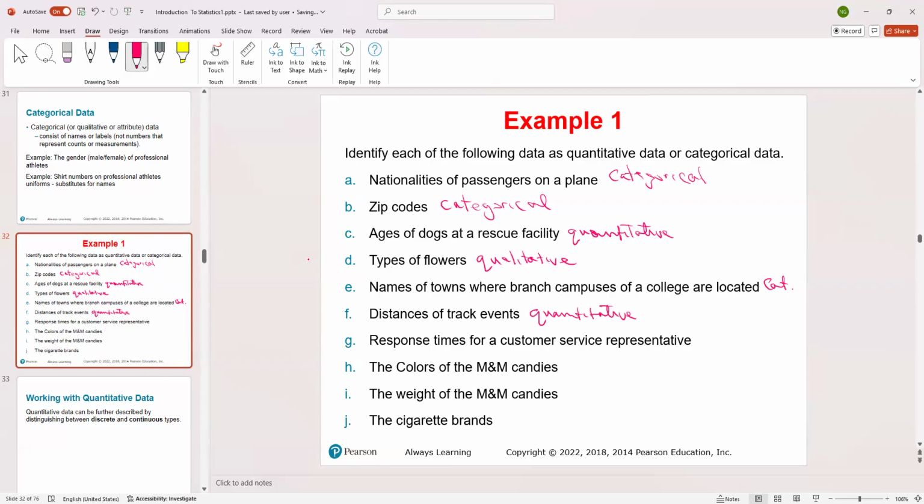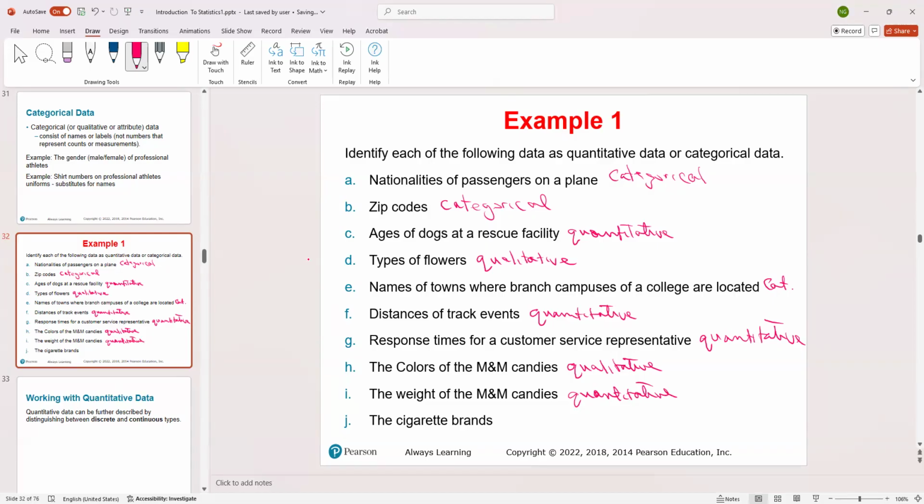Response times for a customer service representative. Response times can be 2 hours, 3 hours, 4 hours, up to 9 hours, or maybe 2 minutes, 3 minutes. Talking about times, it's mostly quantitative because we're dealing with numbers, right? Colors of the M&M candies. The colors can be yellow, blue, black, brown. I don't know which one you like the best in the bag. So we know that's qualitative or categorical. The weight is what? Yes, quantitative because we're dealing with numbers.